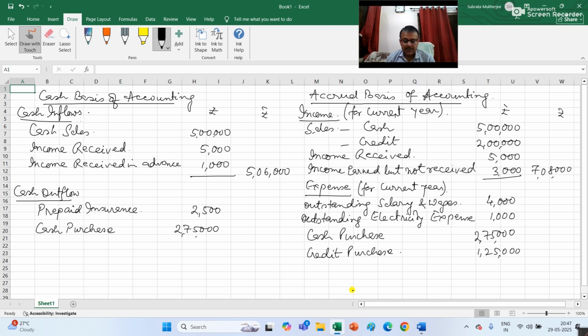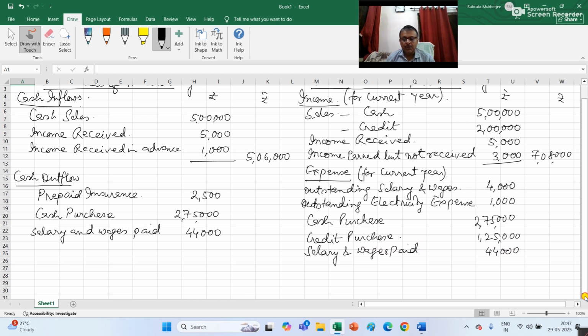So after credit purchase, we have salary and wages paid. So salary and wages paid is a cash transaction, and the expense is for current year. So I will write in both the columns. So salary and wages paid, and the amount is for 44,000. So 44,000 I have recorded in both the columns.